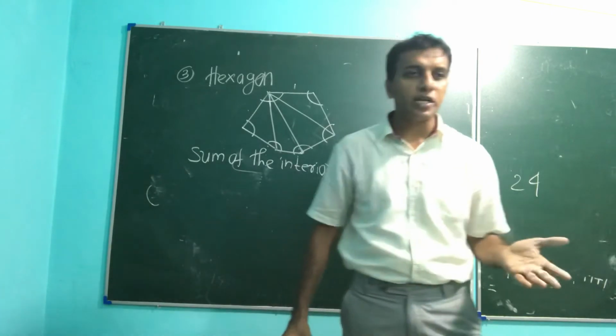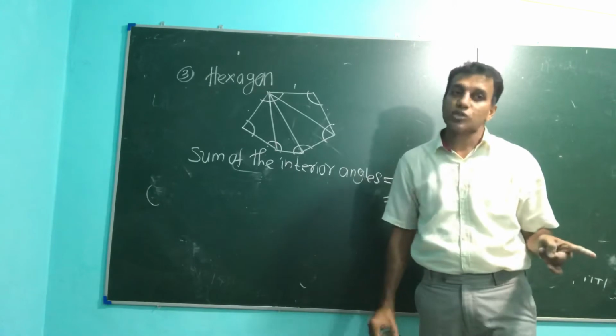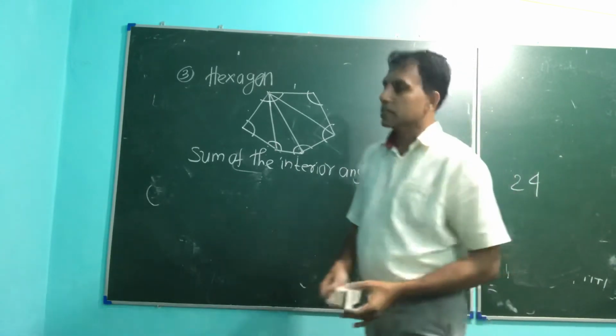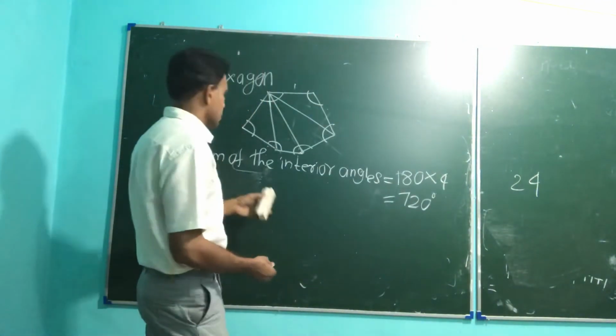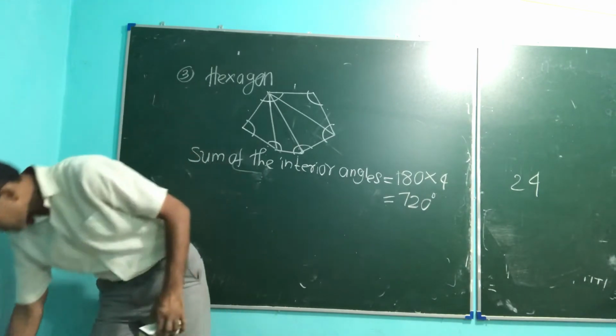A 12-sided figure, how many triangles? 10 triangles. Multiply by 180. That's the idea here, right? So the sum of the interior angles of a hexagon is 720 degrees.